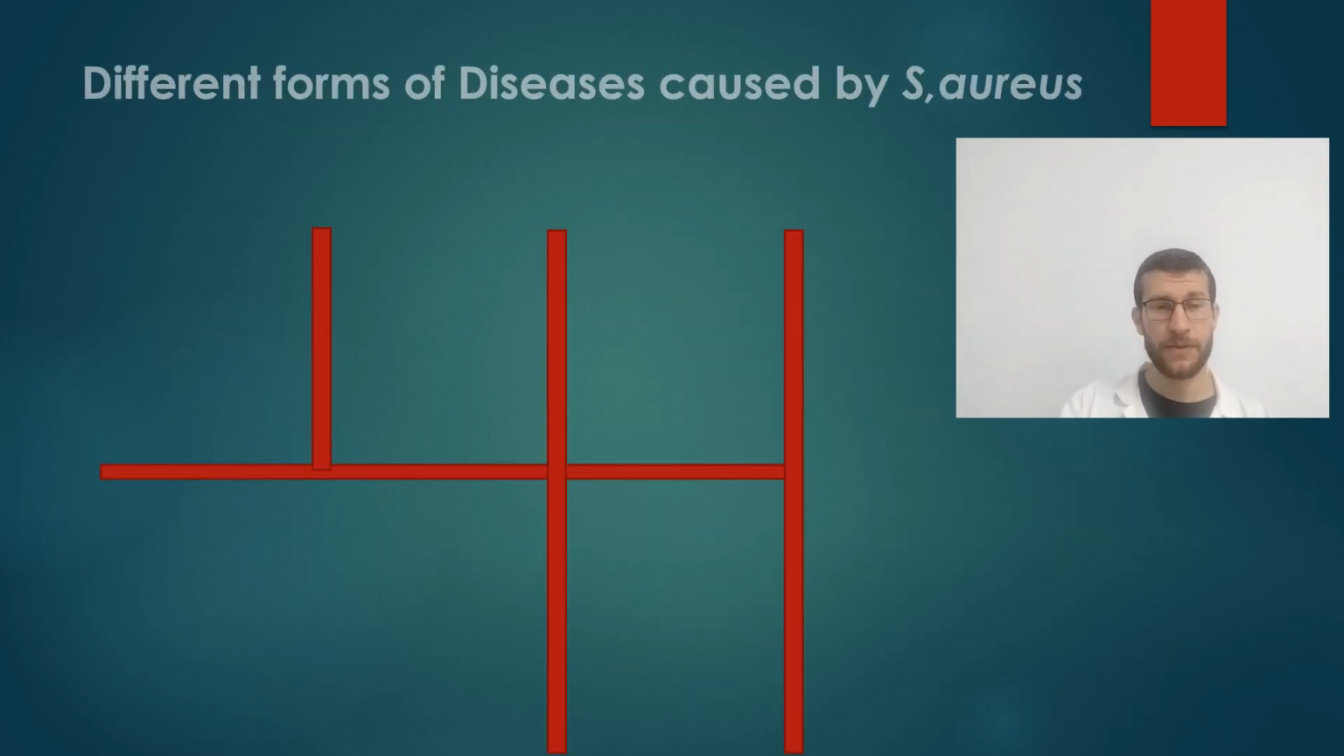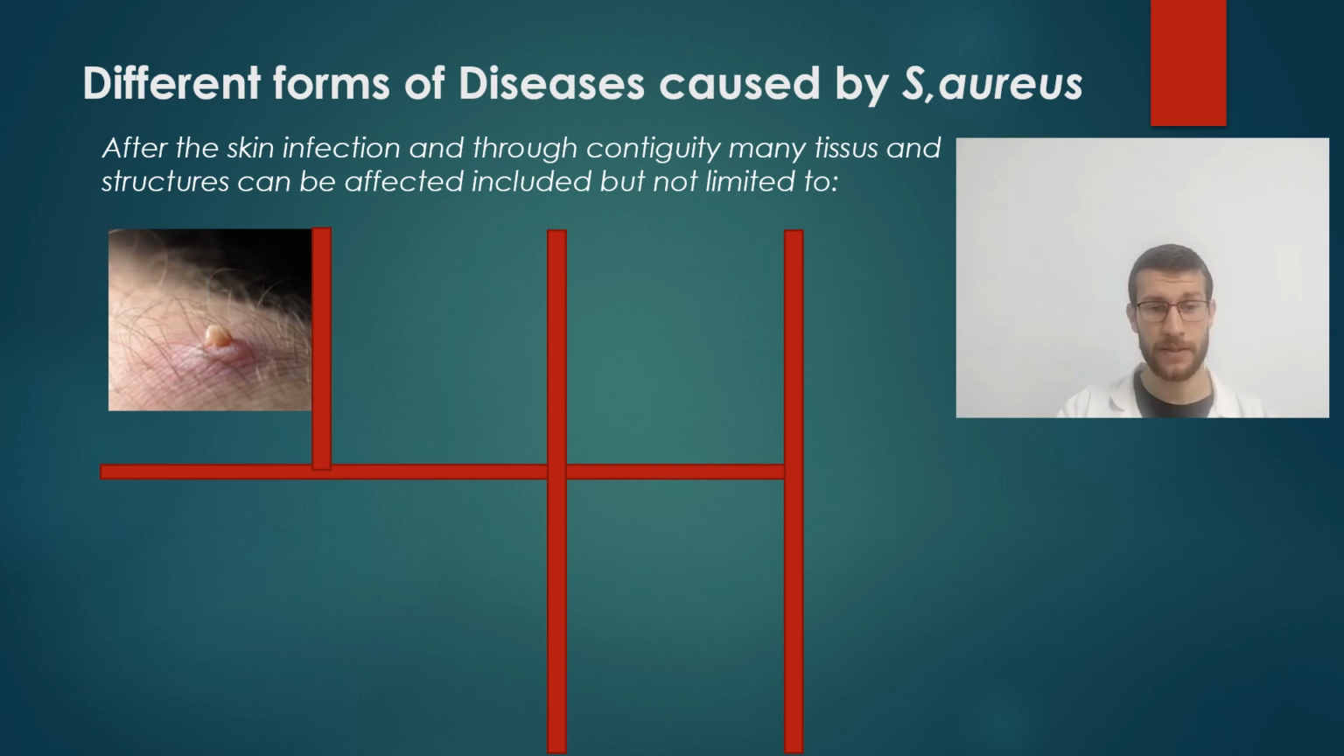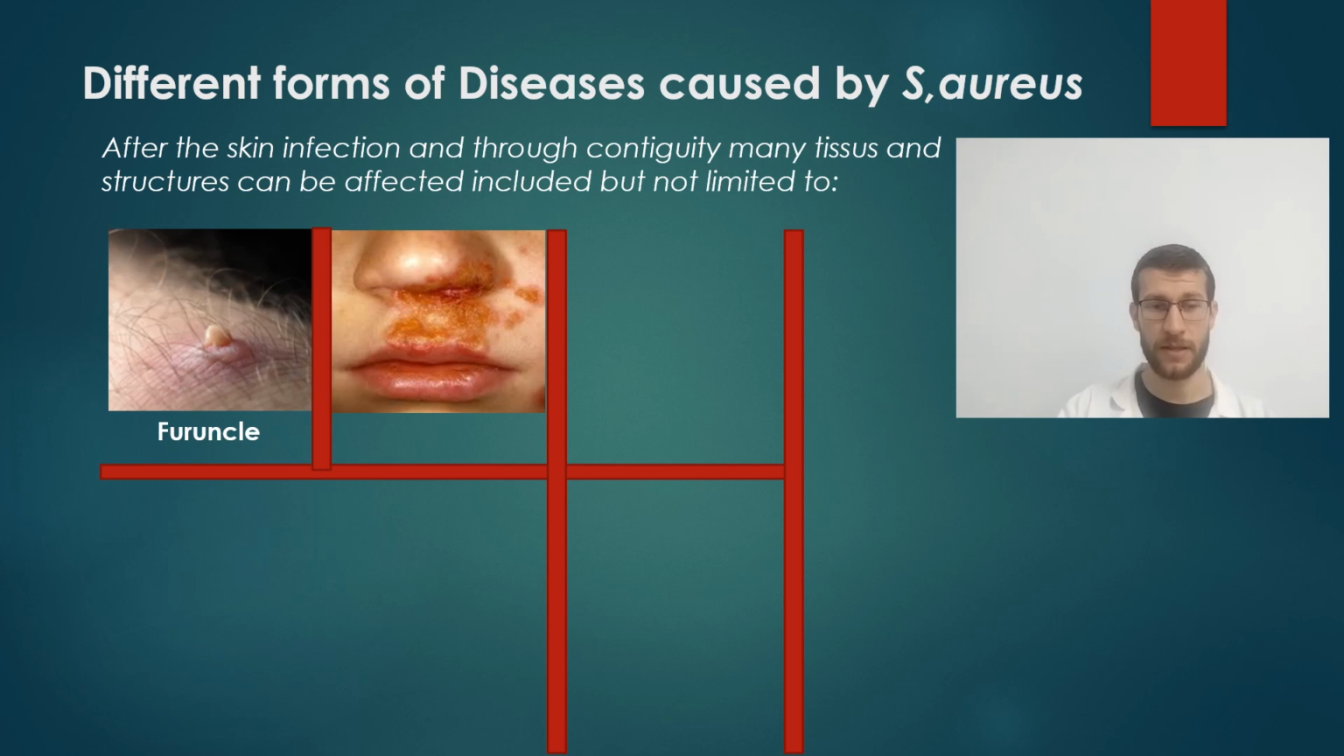Now, let's see different forms of diseases caused by Staphylococcus aureus. So, after the skin infection and through contiguity, many tissues and structures can be affected, including but not limited to, for example, the hair follicle. Its infection is called furuncle. A bunch of furuncles are called carbuncles. If we move to a deeper part of the skin, which is called epidermis, its infection is called impetigo.